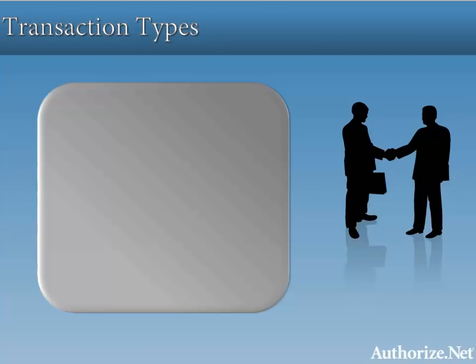Each transaction has a transaction type. I'll go over the major ones and how they are used. Authorize with auto capture is the default transaction type. This will authorize a transaction and then capture it so that it will settle with the next batch. These transactions are assigned the status of captured pending settlement in the unsettled transactions area.